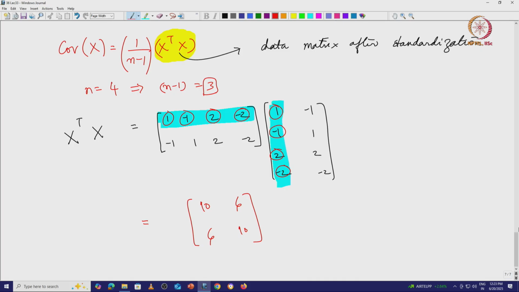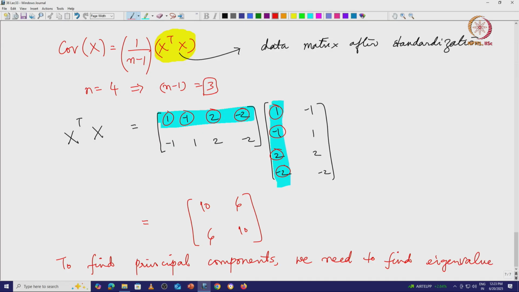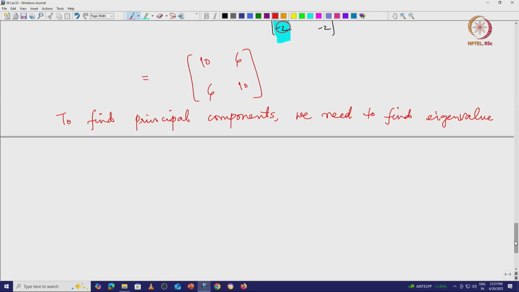Okay. So now to find the principal components, we need to find the eigenvectors and the eigenvalues. So together it is basically the eigenvalue decomposition.